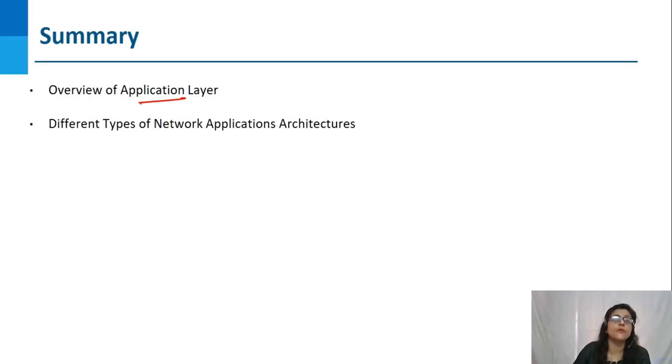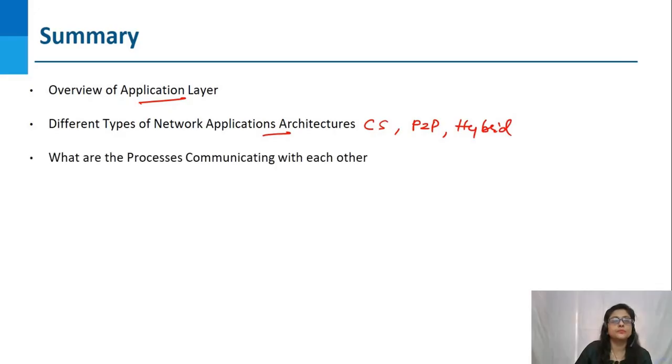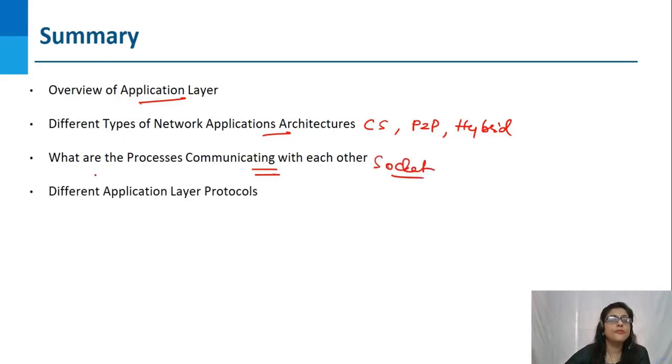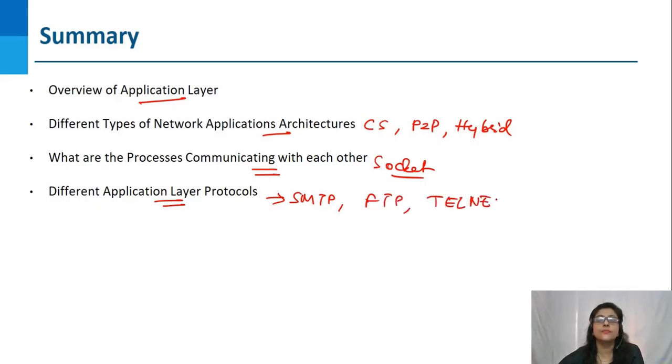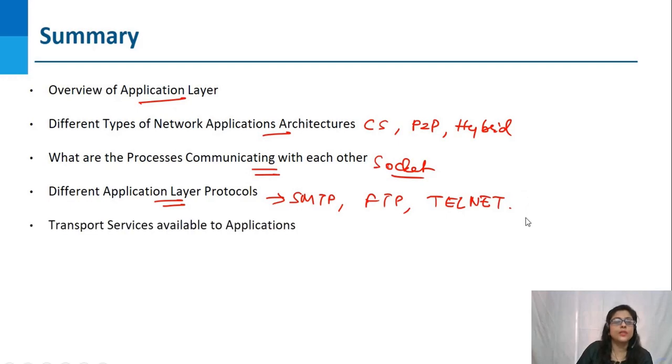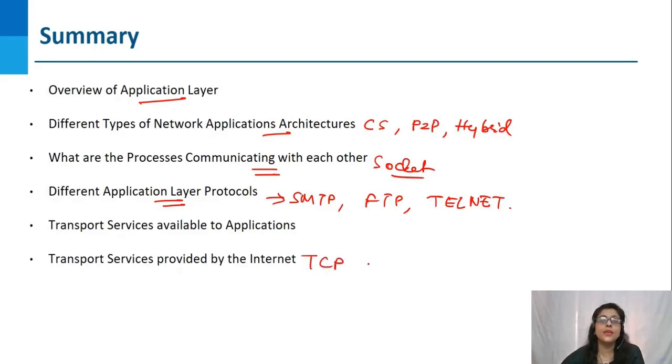To summarize, in this video we have learned about the overview of the application layer. We have learned about the different types of network application architecture, like client-server architecture, P2P architecture, or the hybrid architecture. We have learned how processes communicate with each other by using sockets. Then we discussed different application layer protocols like SMTP, FTP, Telnet, and their applications. We have understood the transport services that are available to applications and the transport services provided by the internet, like TCP and UDP, and their various characteristics.